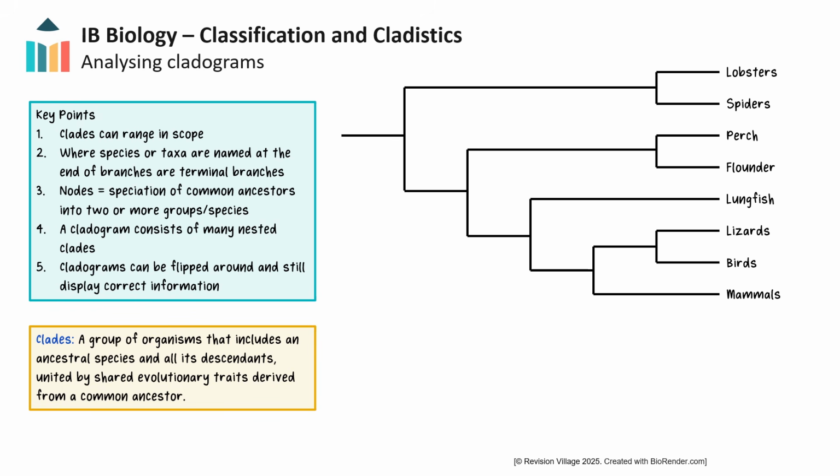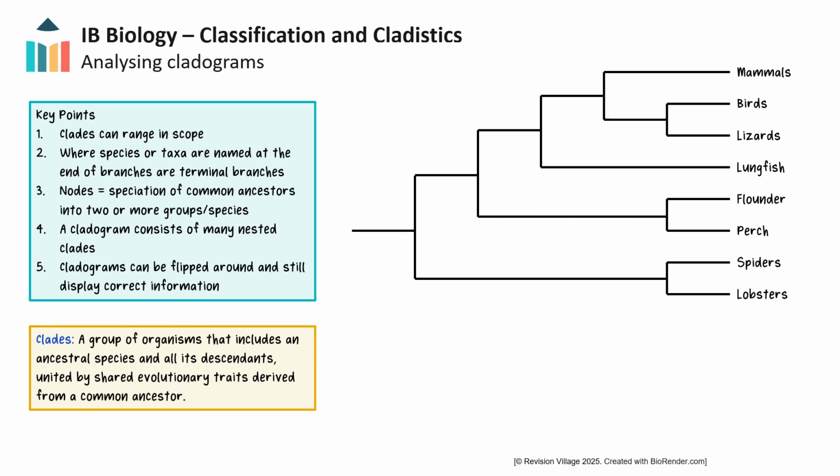Clades can be switched around, so positioning the bird and lizard in opposite positions is also correct, as well as flipping around the entire diagram. You can think of it like a solar system mobile, where the overall structure stays the same, but the clades can rotate around their nodes and still display the information accurately, like the planets can rotate around the sun but still display their correct order.